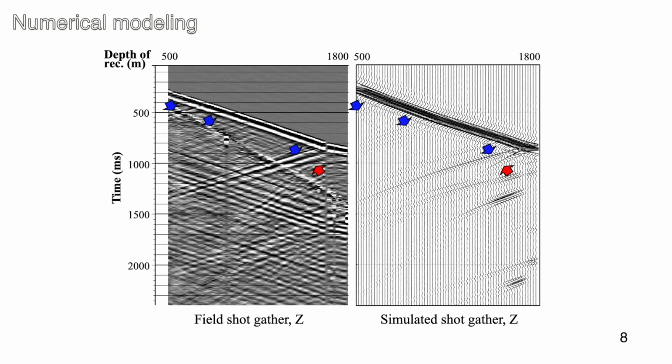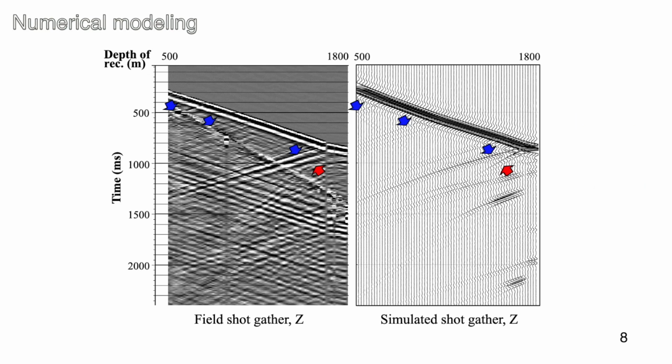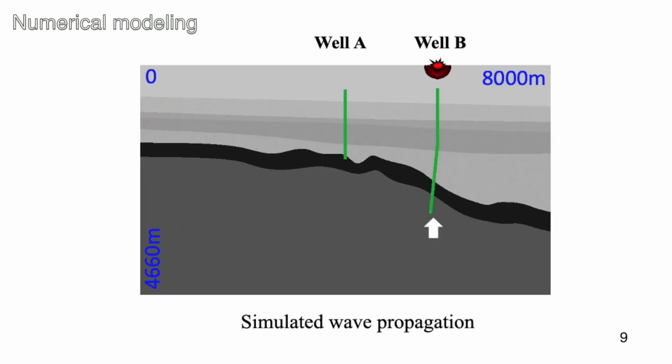For well A, which is a vertical well, the simulated main reflections match very well with the field records. The blue arrows mark the P-wave reflections, while the red arrows mark the converted shear wave reflections at the basement top. A main difference we notice between the simulated and the field record is the tube wave, which comes after the direct arrival with a slower velocity. The tube wave is not simulated, and it will be removed as noise in the field record before imaging.